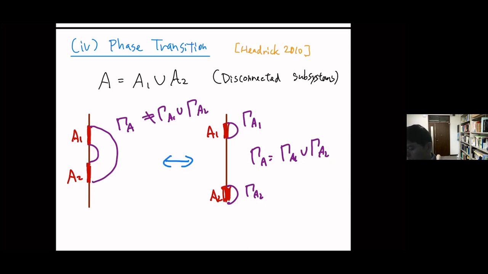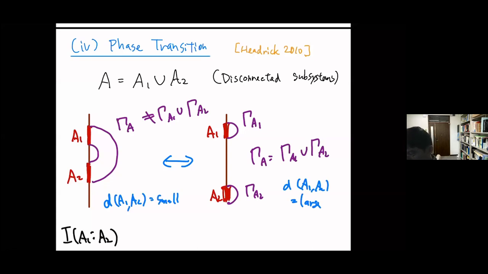So this kind of transition happens. When the distance between A1 and A2 is small, we get one phase, and when the distance gets large, we get the other. At a particular value of distance, there is a transition between these two. There is also another parameter of the transition, namely mutual information.